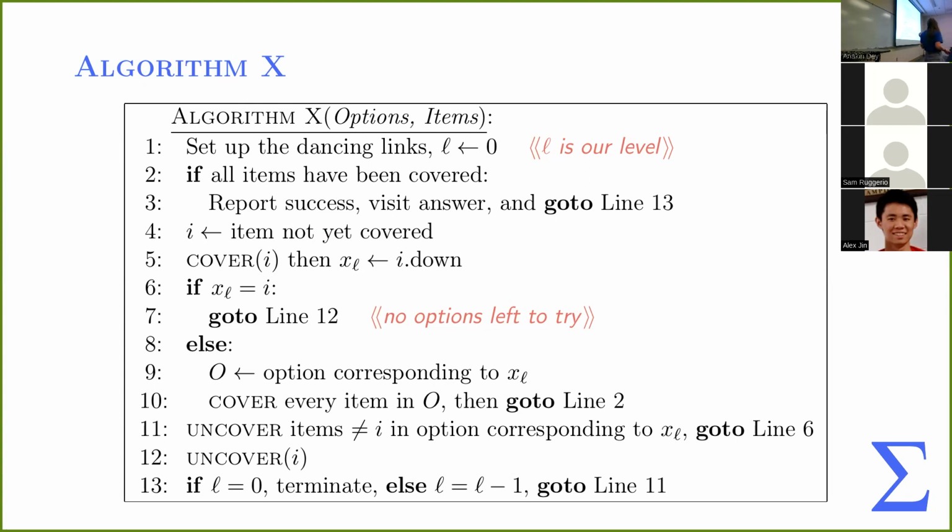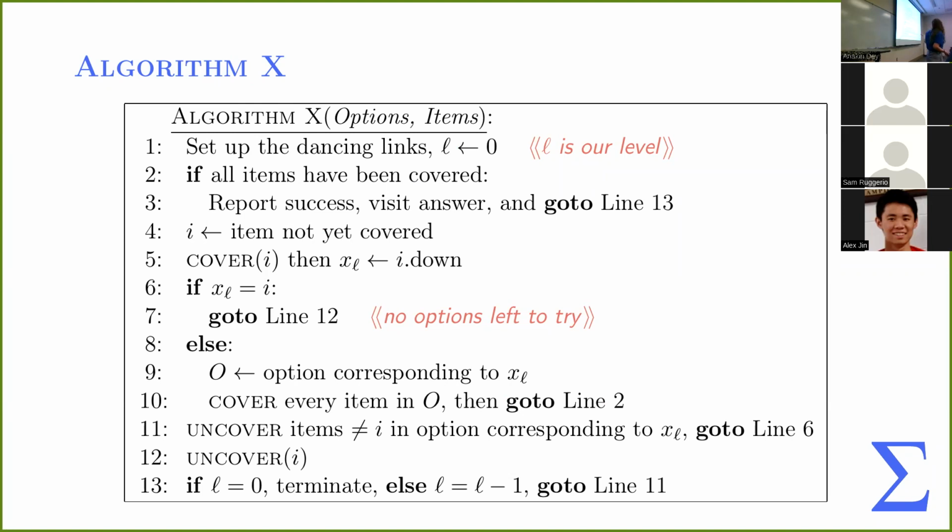Otherwise, we select an item that hasn't yet been covered, we call it I. We're going to cover it, and then we are going to assign XL. Remember, L is an actual number, so there's going to be an X0 and X1. We call it XL, and we don't know what L is at this exact moment. And so we're going to pick the first node down from I.